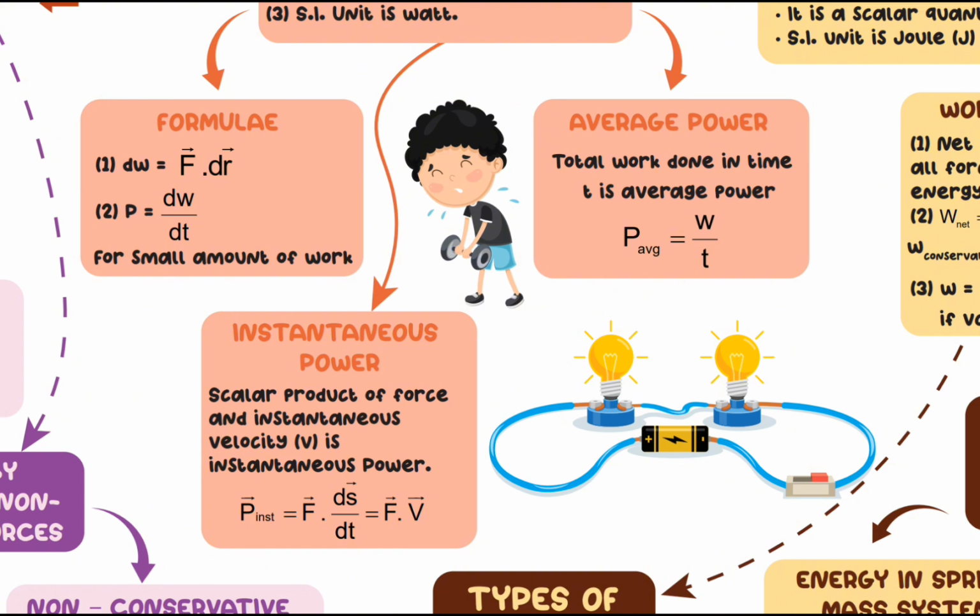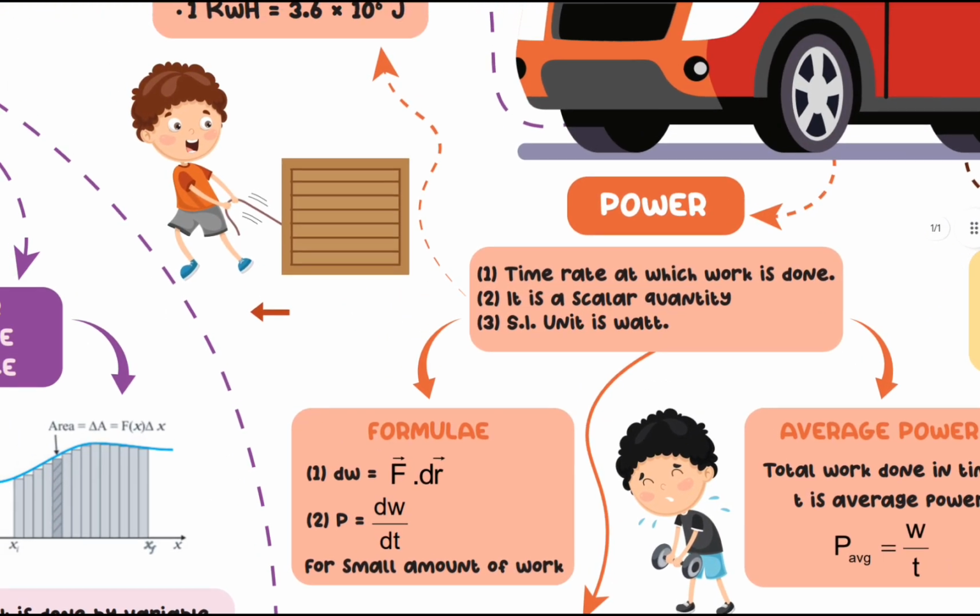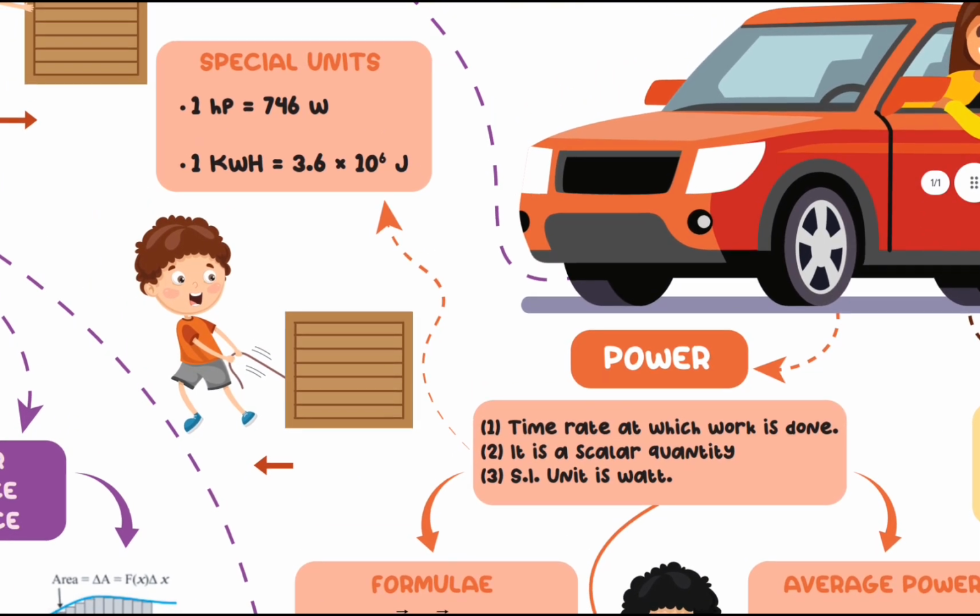Average power. Total work done in time t is average power. It is equal to work by time. Instantaneous power. Scalar product of force and instantaneous velocity is instantaneous power. P instantaneous is equal to F dot ds by dt, which is equal to F dot v.